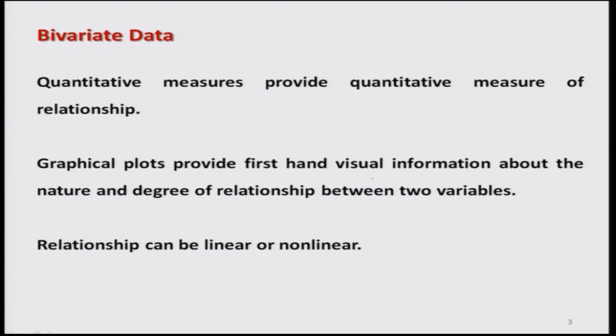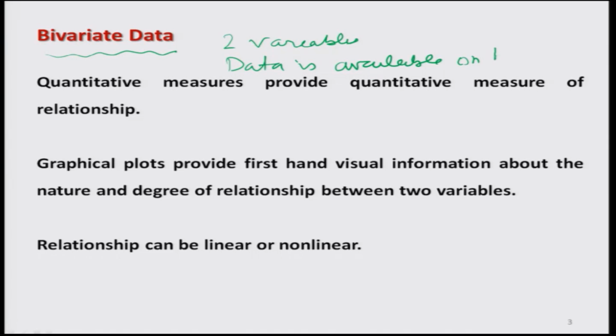So now we consider a bivariate data. Bivariate data means there are two variables and we have collected the data on both the variables. So data is available on both the variables, right? And we want to quantify this relationship. So, there are certain quantitative measures and they provide the quantitative measurement of the relationship.